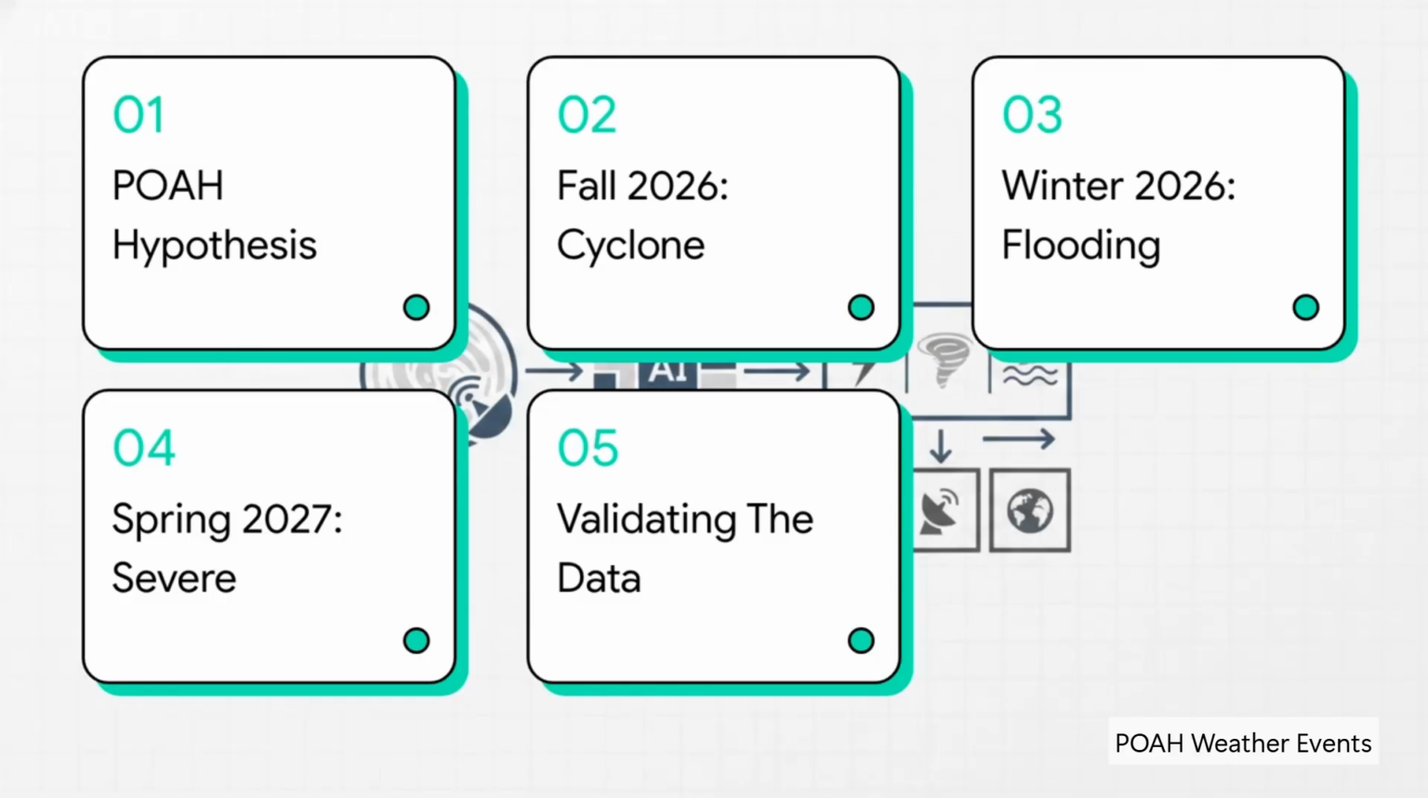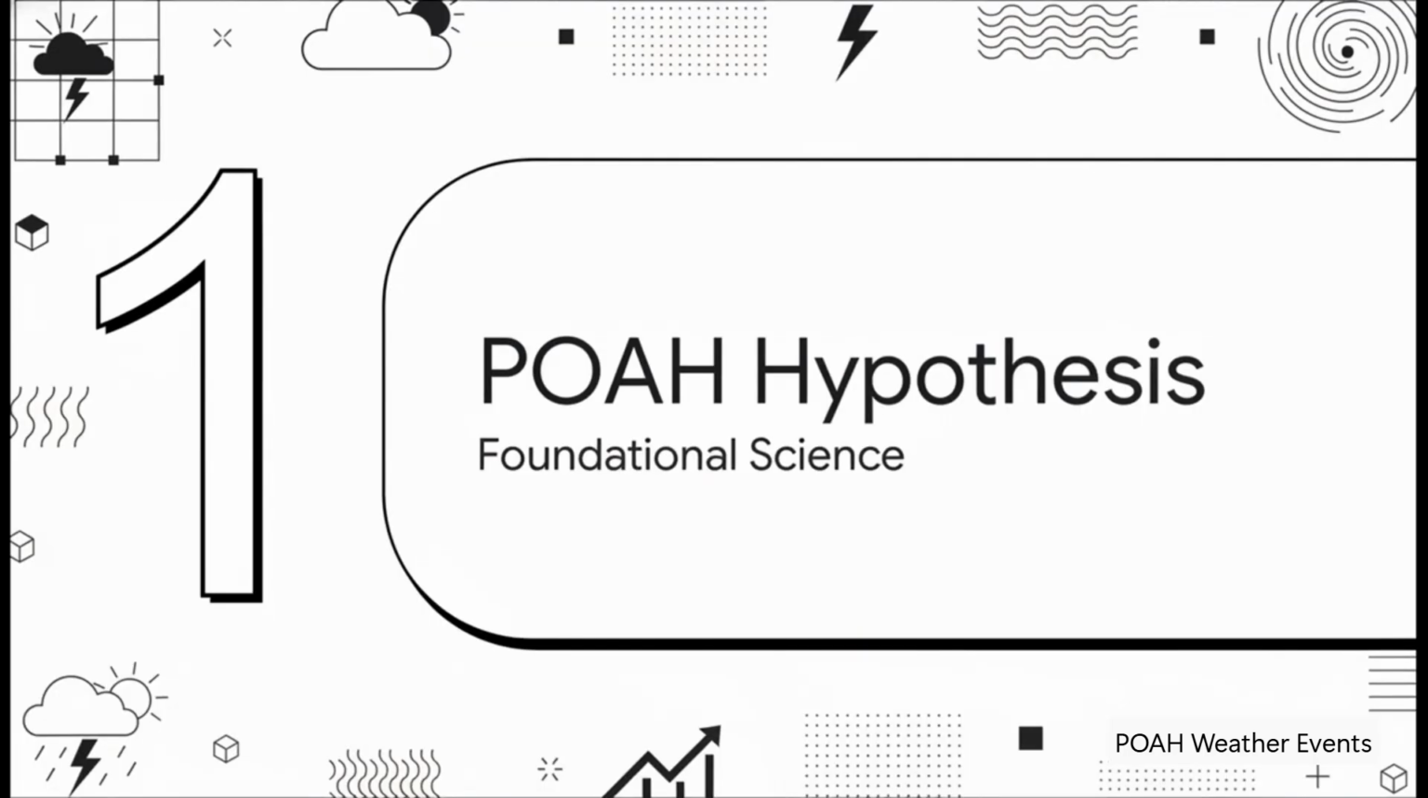Here is our roadmap for this explainer. First, the POAH hypothesis, then fall 2026 Pacific cyclone, winter 2026 flooding sequence, spring 2027 severe weather, and finally, validating the data. Let's get right into it. Part 1. The POAH hypothesis and the foundational science.